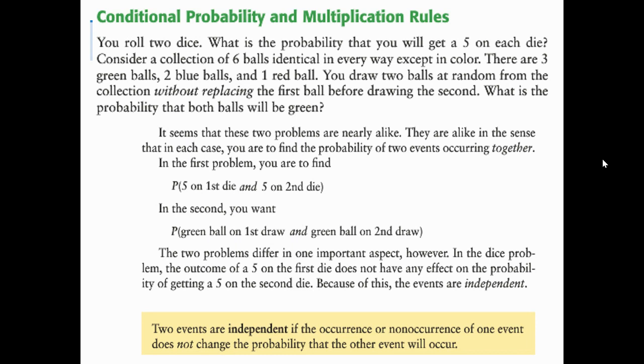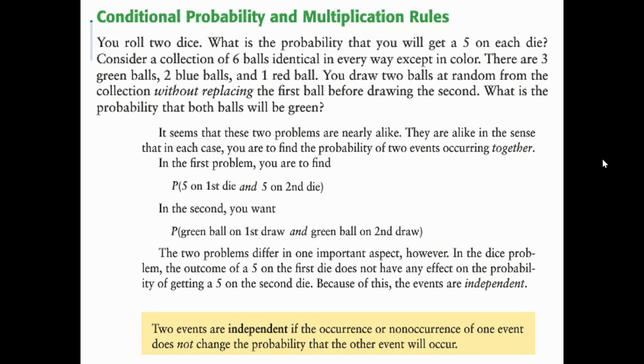In the dice problem, the outcome of 5 on the first die does not have any effect on the probability of getting a 5 on the second die. When you roll a die, it's not like the die remembers what came out first. No, these events are called independent. What happens on the second toss of the die had nothing to do with what happened on the first rolling of the die. The dice don't speak to one another, all right? These are purely what's called independent events.